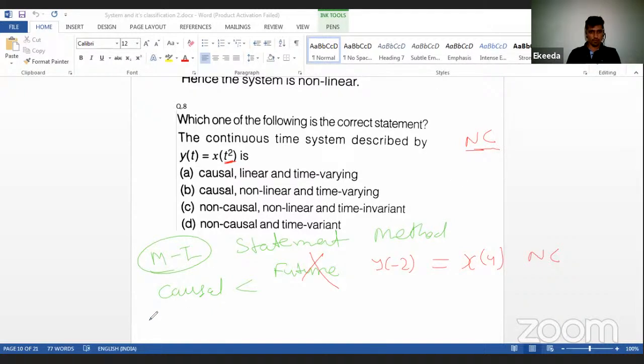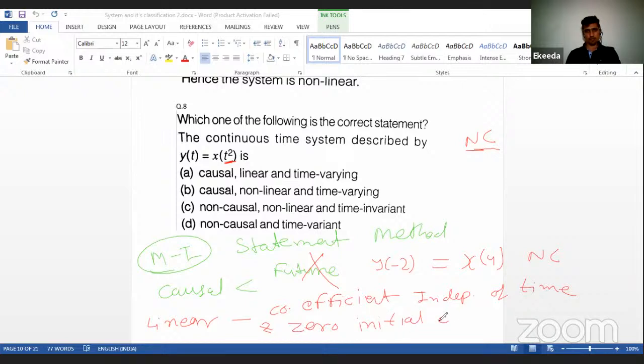For linearity, what we will do, again by definition, coefficients must be independent of time and zero initial condition. Coefficient independent of time, and zero initial condition. Okay. So when input is zero, output is zero, so linear, and there is no nonlinear operation on y and there is no nonlinear operation on x. So the system will be linear.